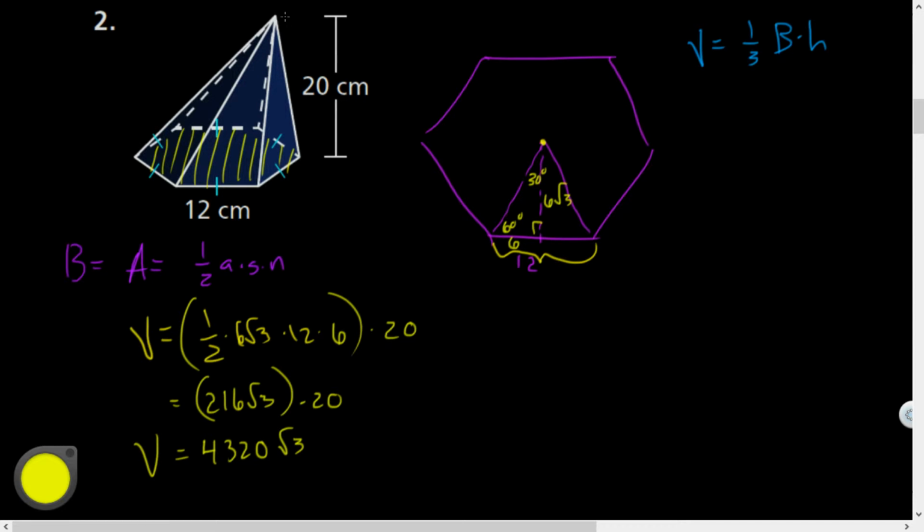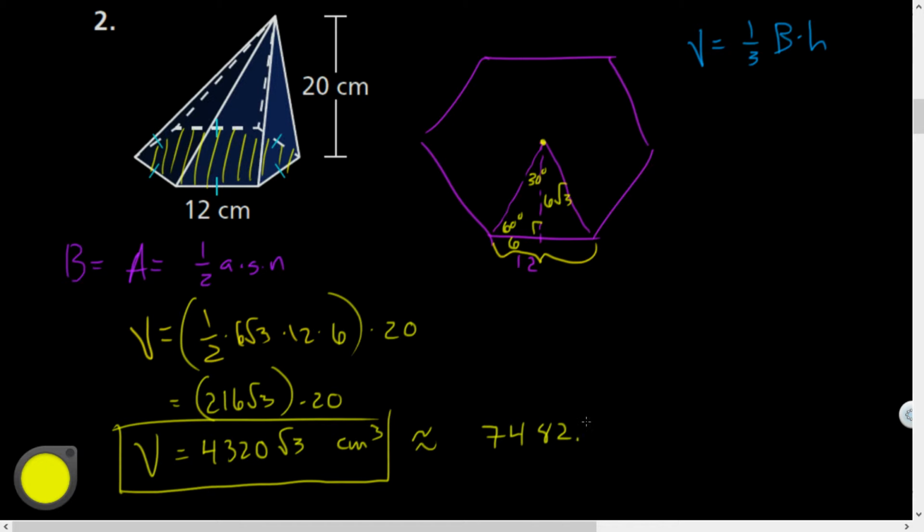It's been tipped over, right? It's slanted a little bit. And this would be in centimeters cubed. So that's the exact value. Let's also get an approximation here. Multiply by the square root of 3, which is about 1.73, but I'll use the calculator's 8 decimal approximation. 7,482.46 centimeters cubed. So there you go.